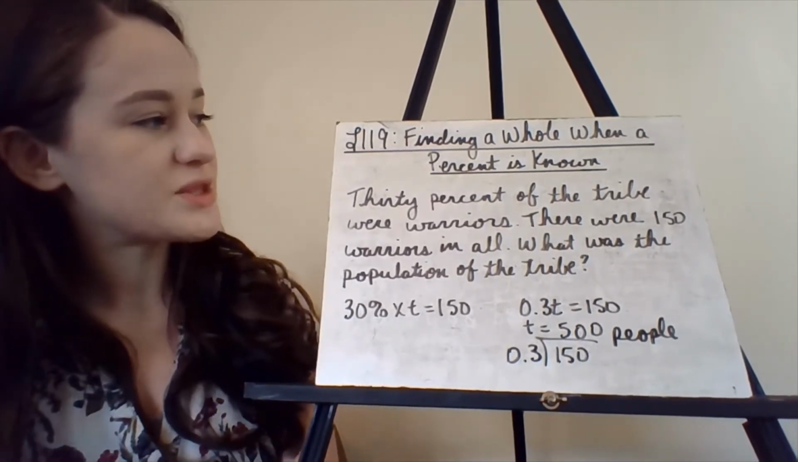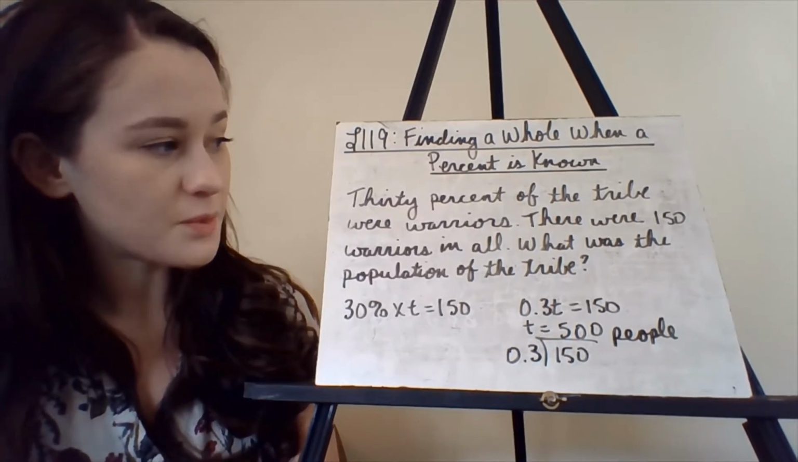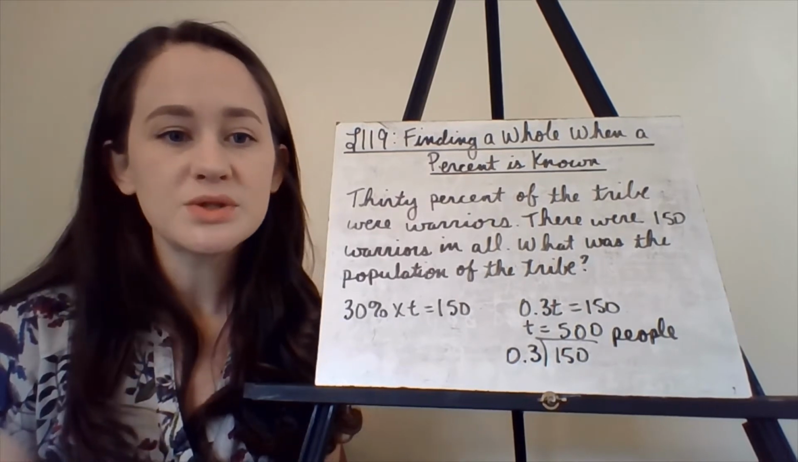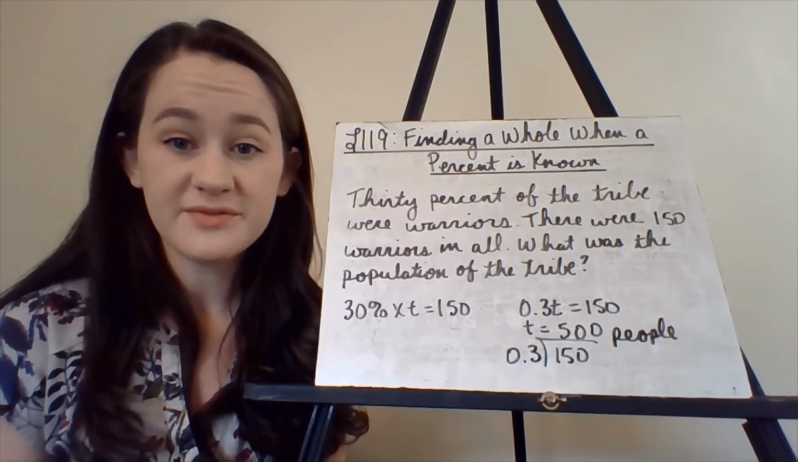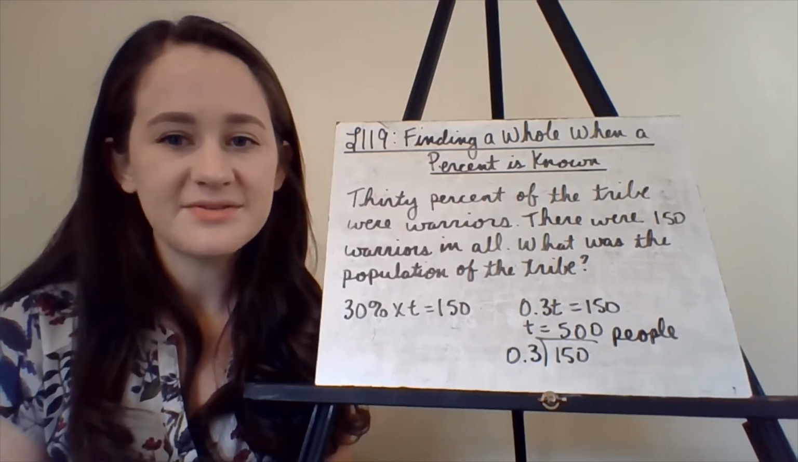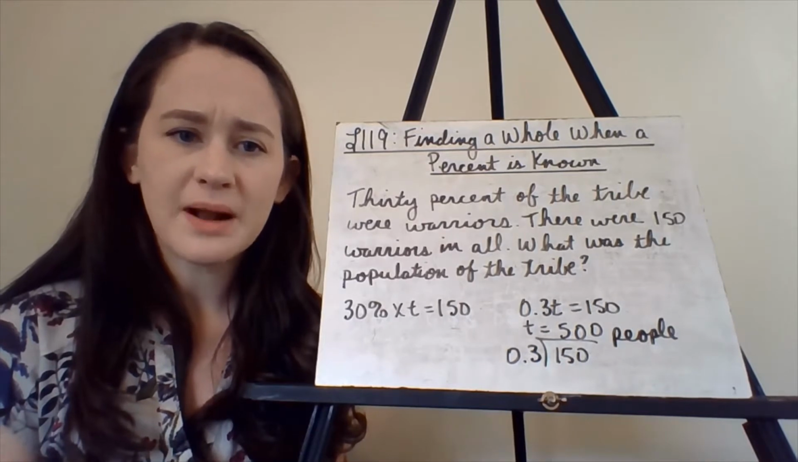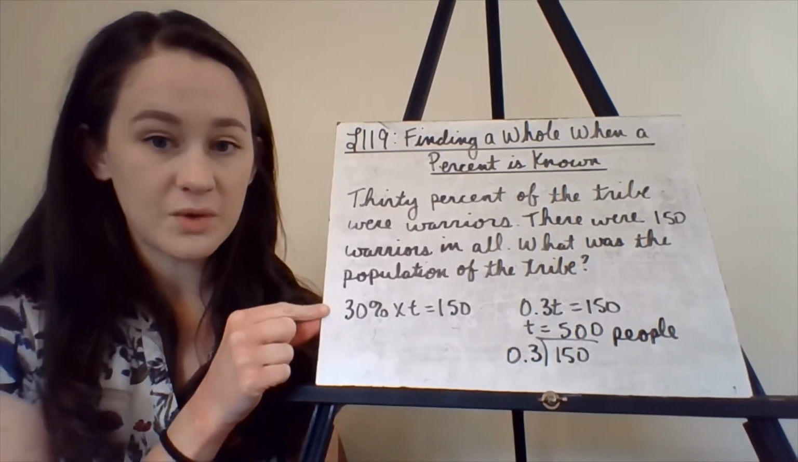So our question reads, 30% of the tribe were warriors. There were 150 warriors in all. What was the population of the tribe? So we're told that 30% of the tribe equals 150 people, and we're being asked to find how many total people there were. So in order to solve this problem, we can translate our word problem into an equation.